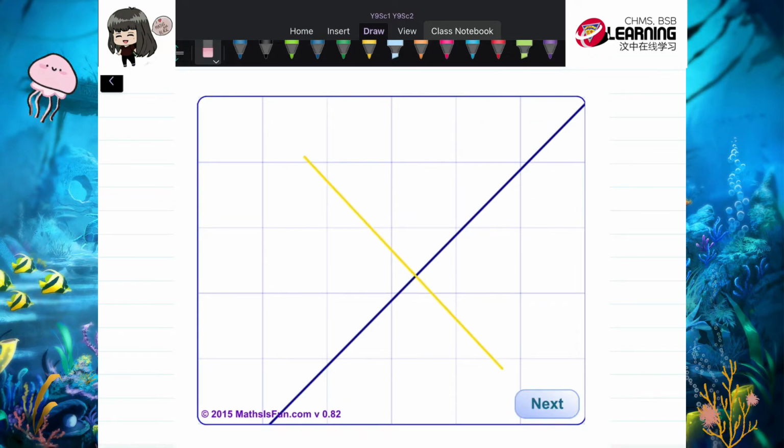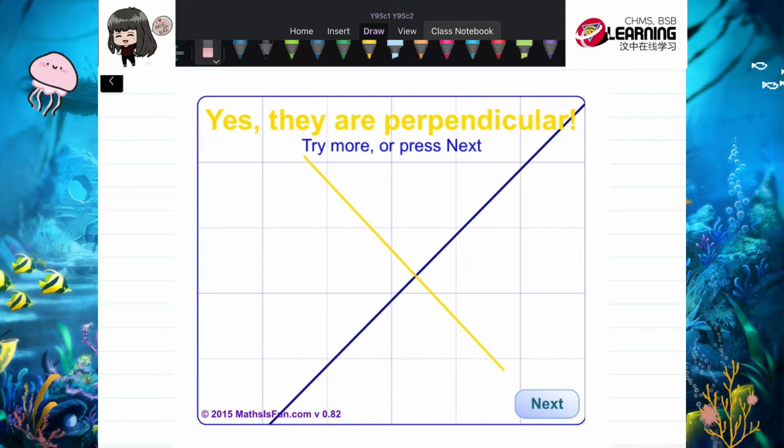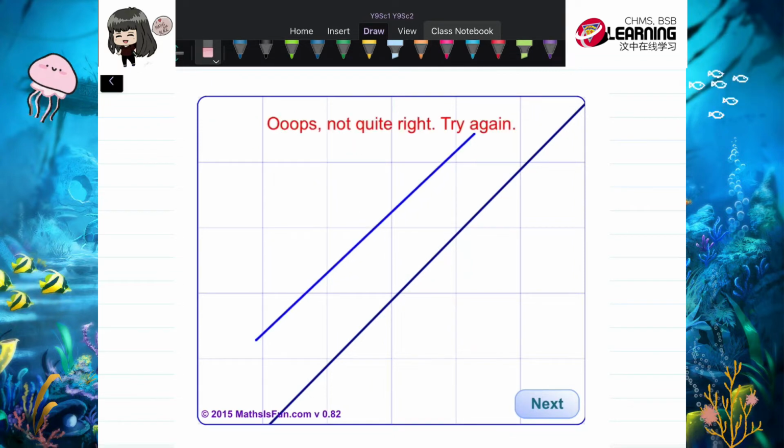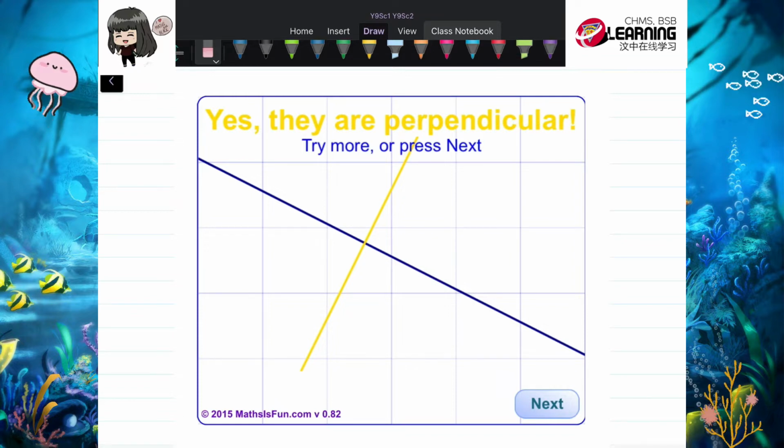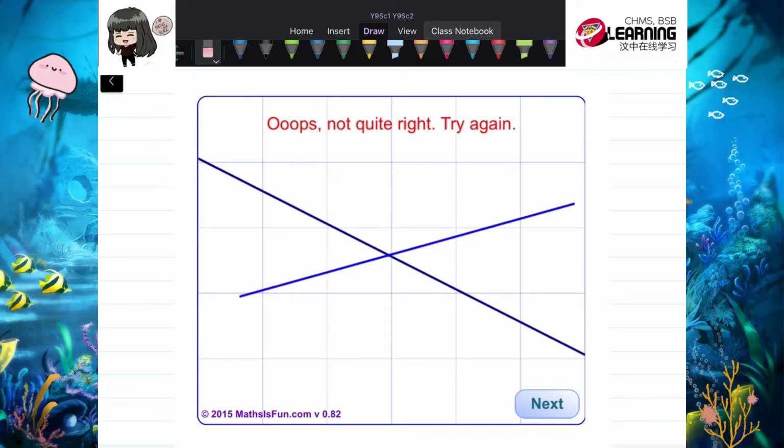This is perpendicular lines. If it's like this, it is not perpendicular. Let me give you one last example again. So a perpendicular line is like this. If it's like this, they cross each other, but they are not perpendicular. Perpendicular makes 90 degrees.